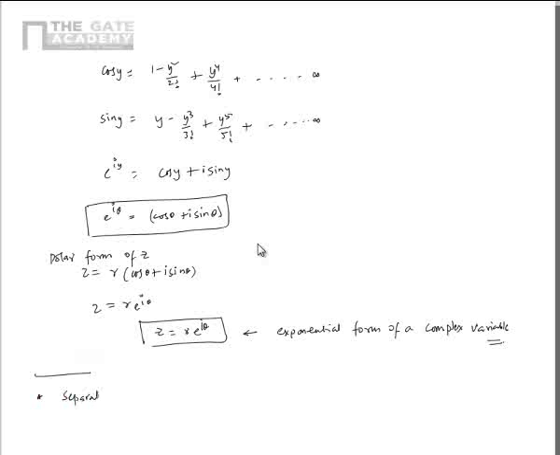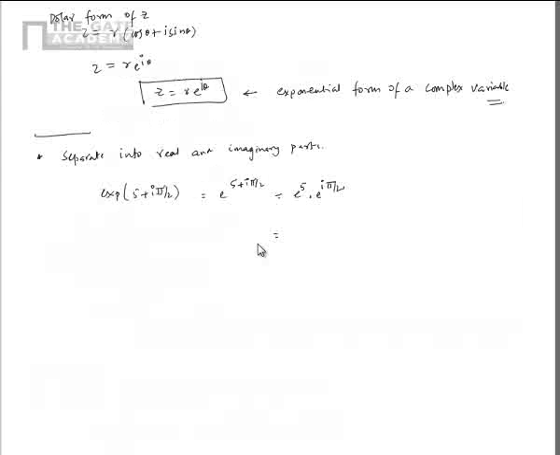Separate into real and imaginary parts. What they have given is exponential of 5 plus i pi by 2. You need to separate. So this we can write as e power 5 plus i pi by 2, which I can write as e power 5 into e power i pi by 2.